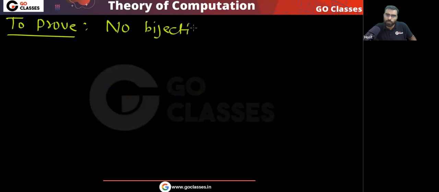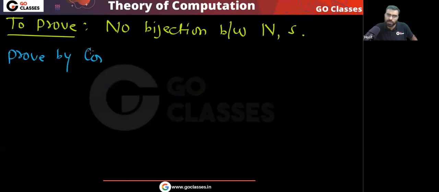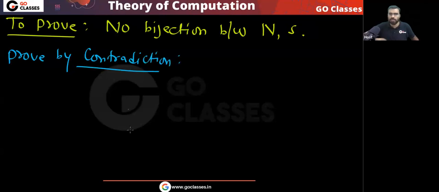See, this is what I have to prove. Please understand. I have to prove that there is no bijection between N and S. Okay, how to prove? Prove by contradiction. You can prove it by contradiction. In a proof by contradiction, what will you do?